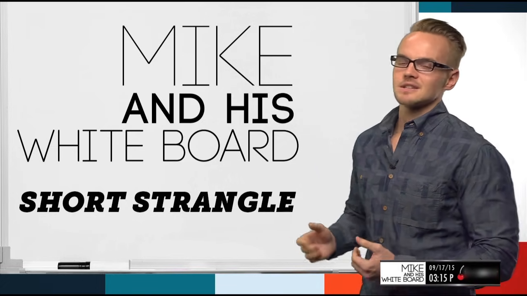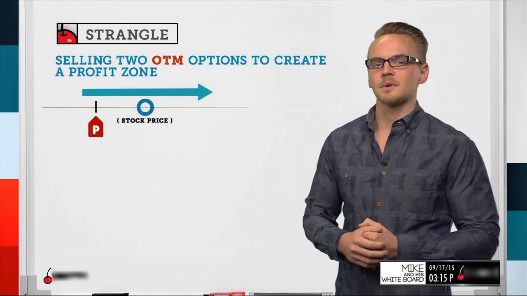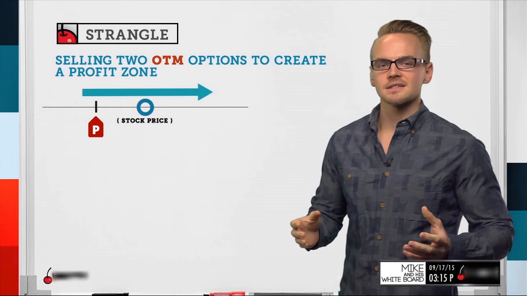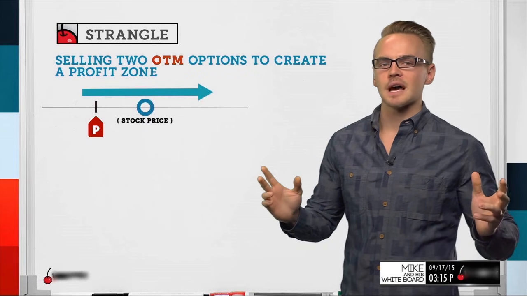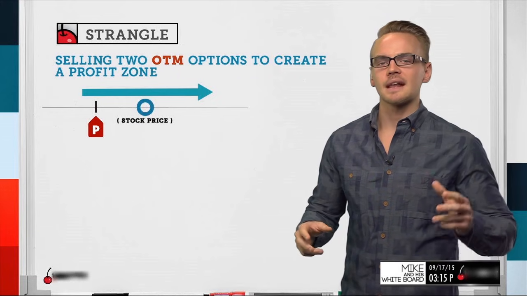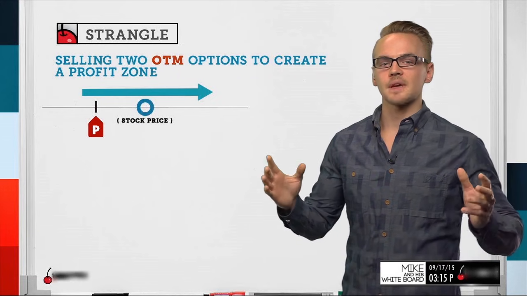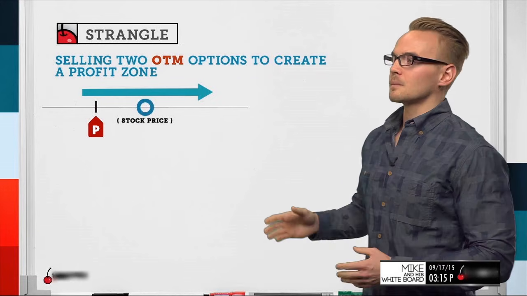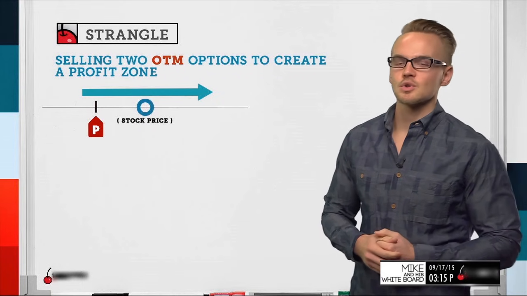So let's get right into it and discuss what it's made up of. A short strangle is essentially selling two out of the money options, an out of the money put and an out of the money call, to create a profit zone. So when we're looking here, we can clearly see we've got a short put.